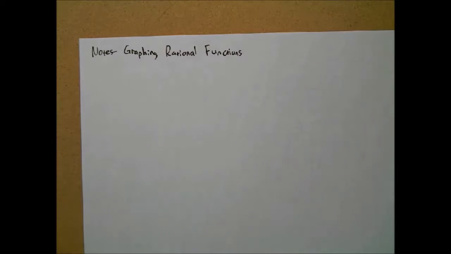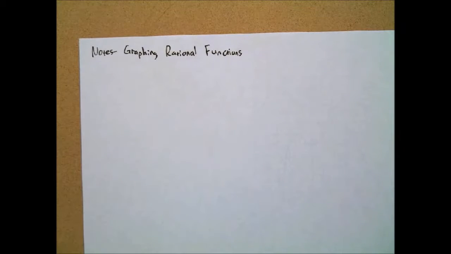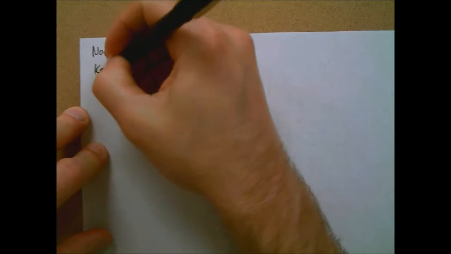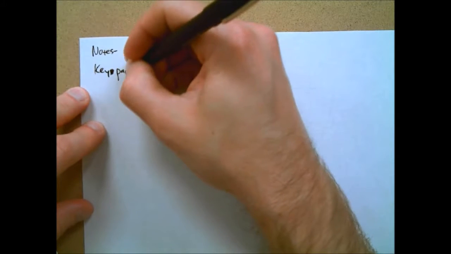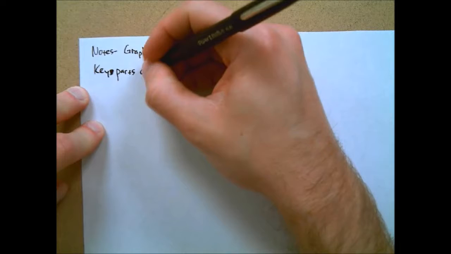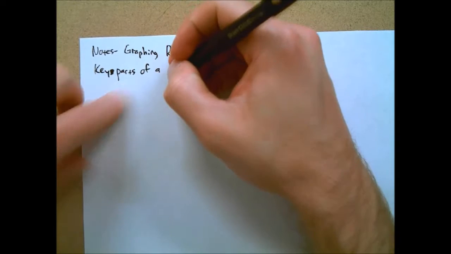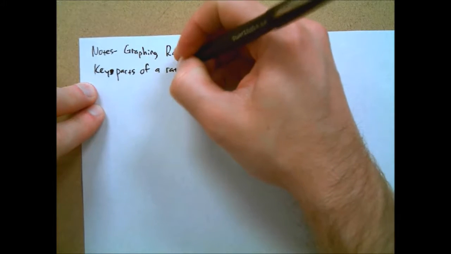Here we go. So what we're going to do when it comes to graphing rational functions, again, sketching the graphs, I'm just going to identify some key pieces of information that we should be able to find as part of our sketching. So, the key parts of a rational function's graph.